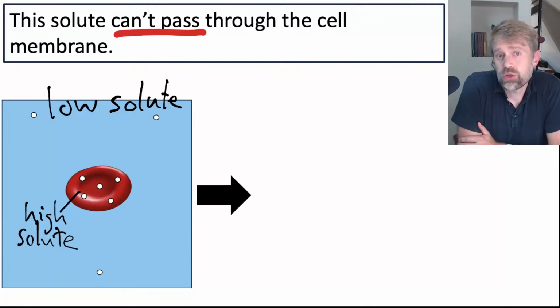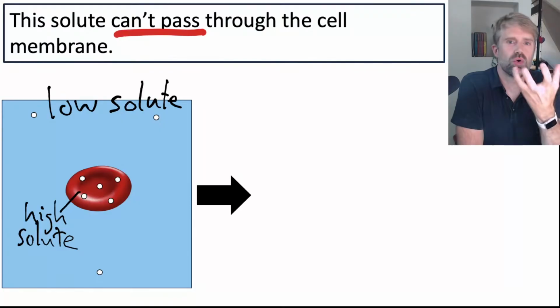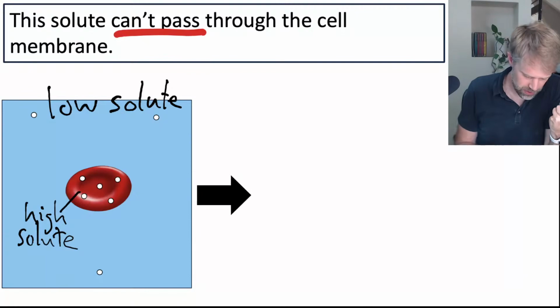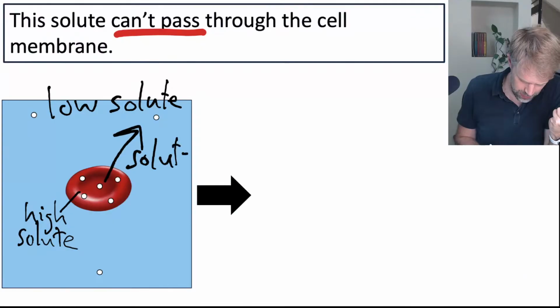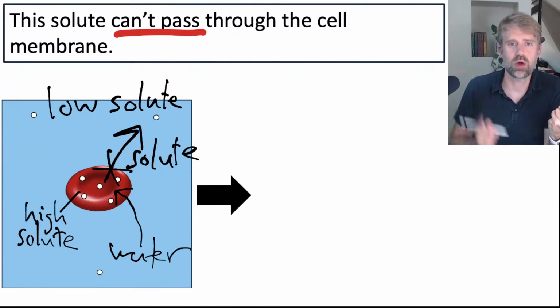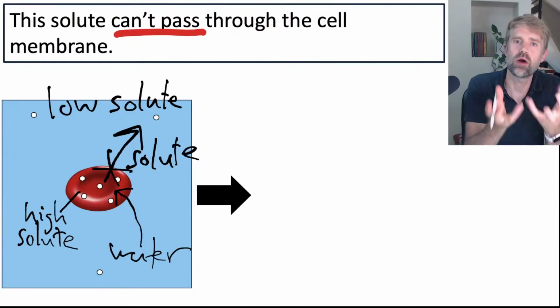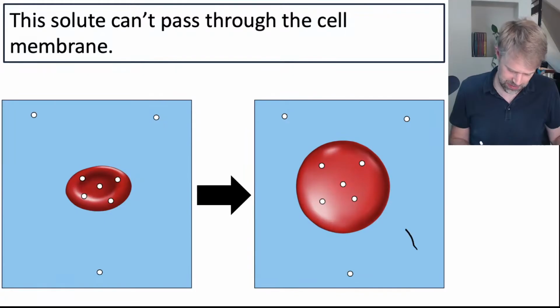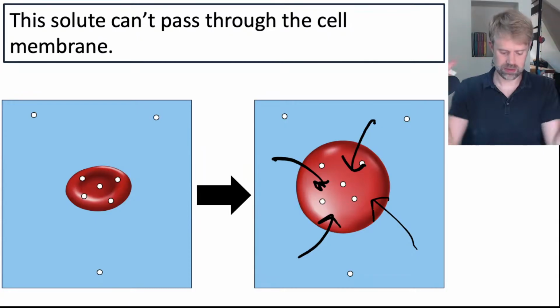So when solute can't get out, water is pulled towards the solute. Or you can think about it this way: the solute wants to go in this direction. It wants to go out, but it can't, so water goes in. Solute wants to get out, it can't, so water goes in. Or you can think of the water as pulled towards the higher solute concentration. And what's going to happen is all that water is going to move in, and the cell is going to expand.